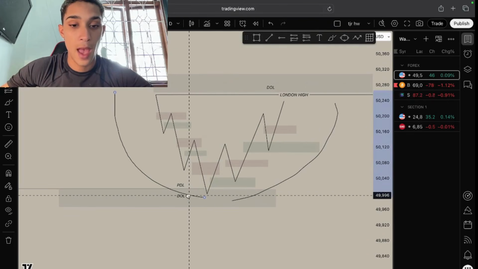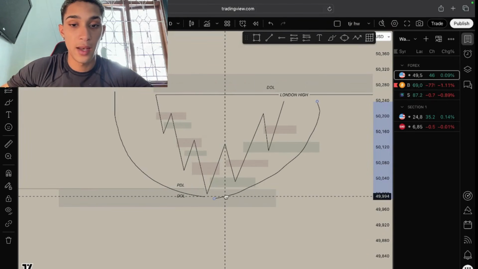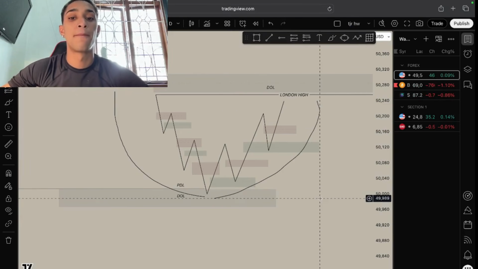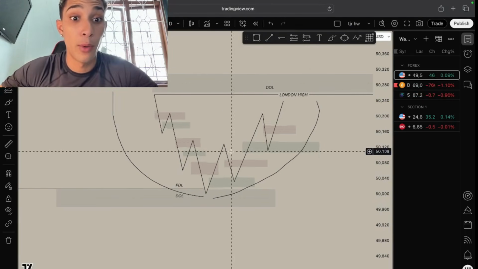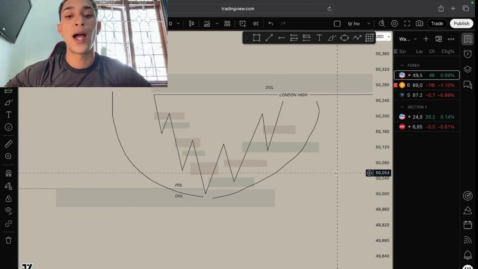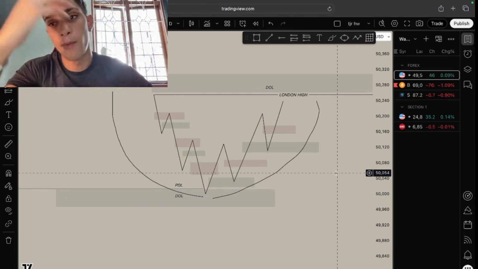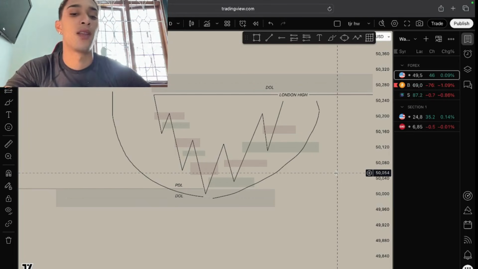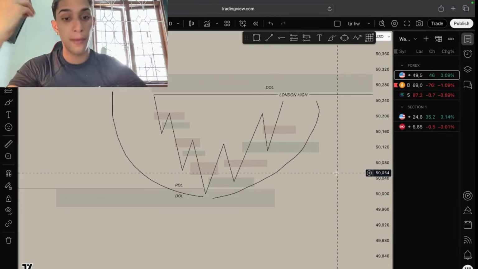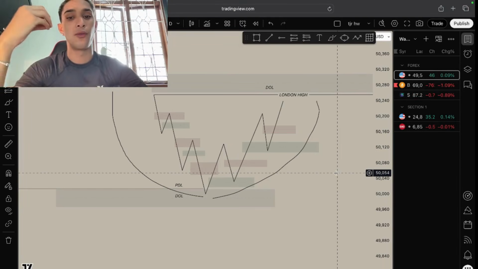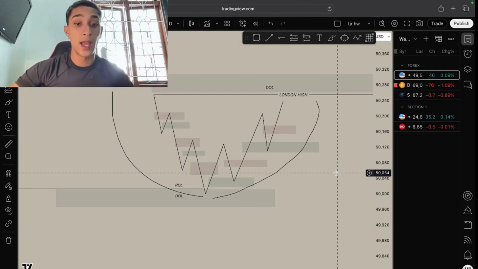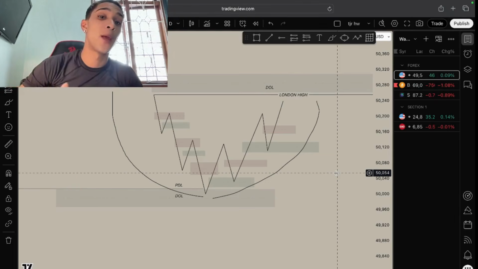Okay. And this isn't, again, a very complicated topic, but it is very important for us to know. How can we identify whether we are in a market maker buy model or market maker sell model? Pretty straightforward, but very useful. So two things: draw on liquidity, and which fair value gaps are being disrespected and being respected.